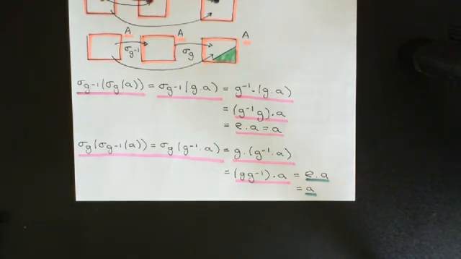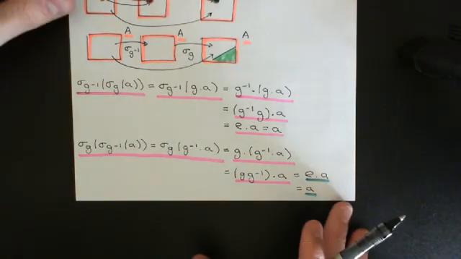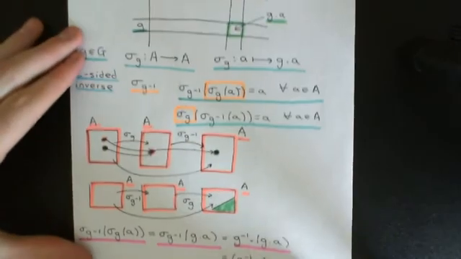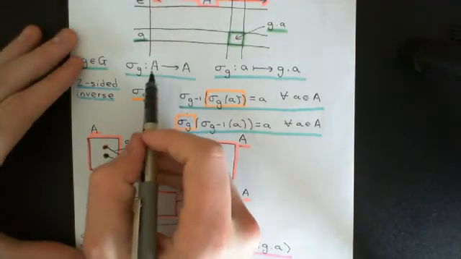Okay, so what we then have done is proven that this mapping sigma g inverse, this mapping from the set A to the set A that is associated with this g inverse element, the inverse element of little g in the group, is actually a two-sided inverse for our mapping that we have associated with the element little g. And that now proves that this mapping that we have associated with the element little g from the set A to itself is in fact a bijective map.